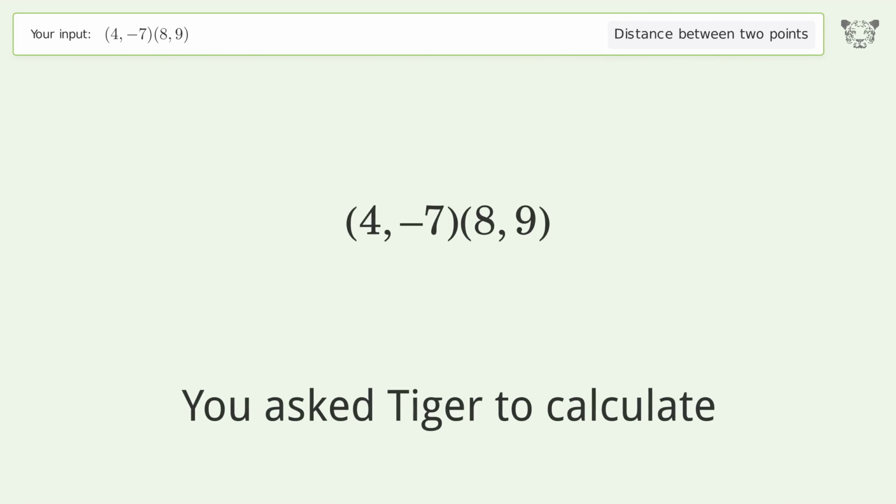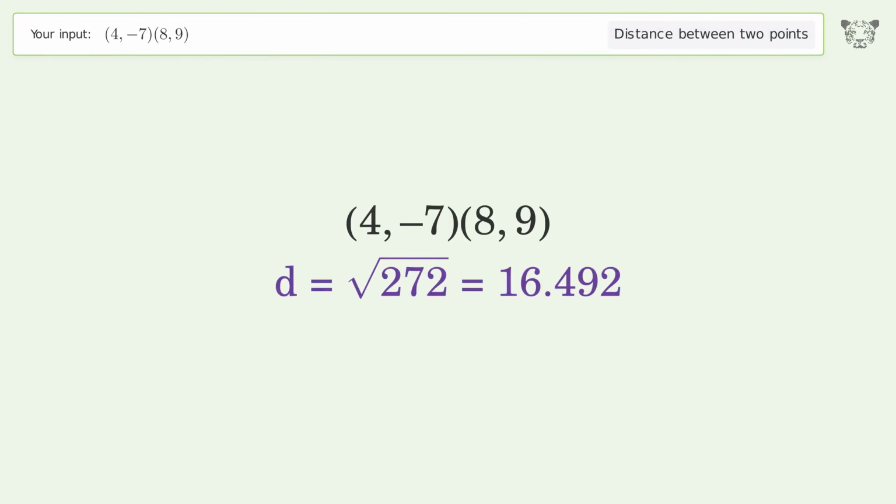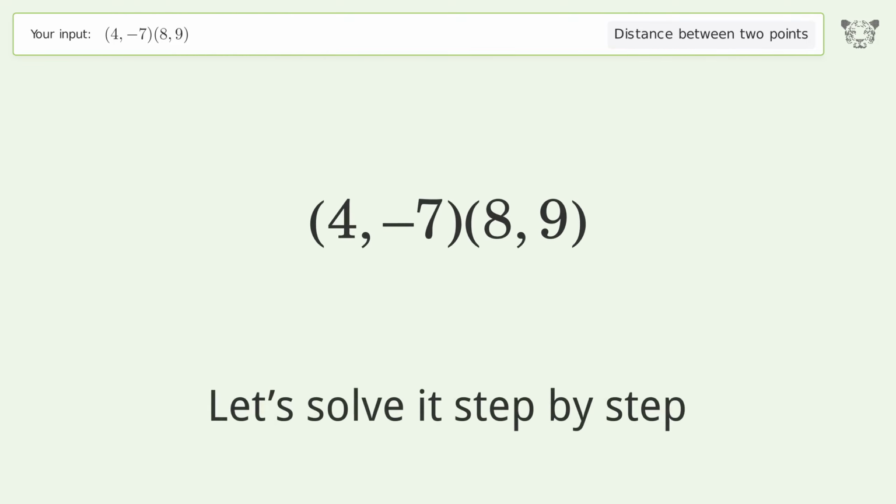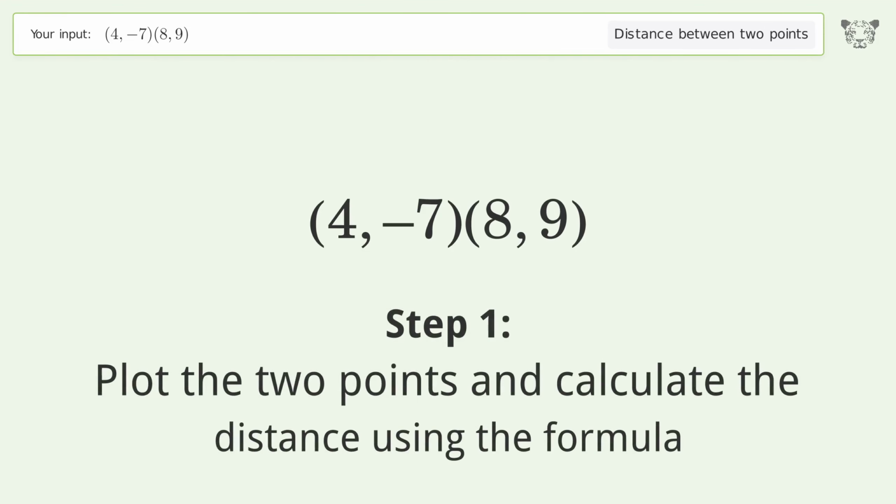You ask Tiger to calculate. This deals with the distance between 2 points. The distance between the 2 points is the square root of 272, or 16.492. Let's solve it step by step. Plot the 2 points and calculate the distance using the formula.